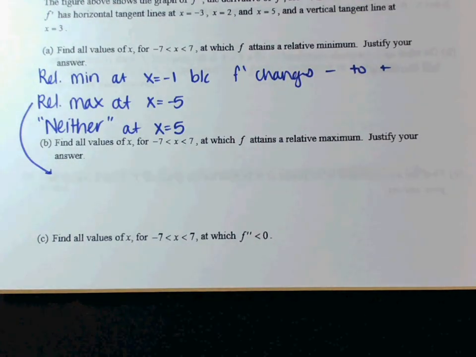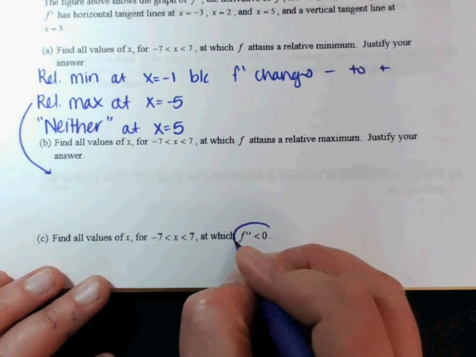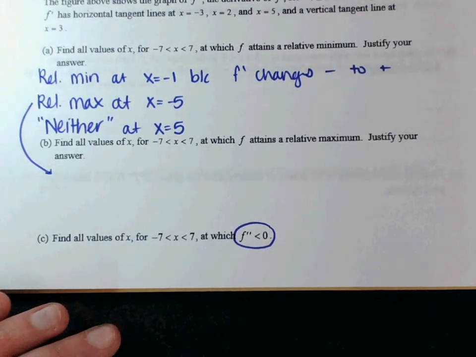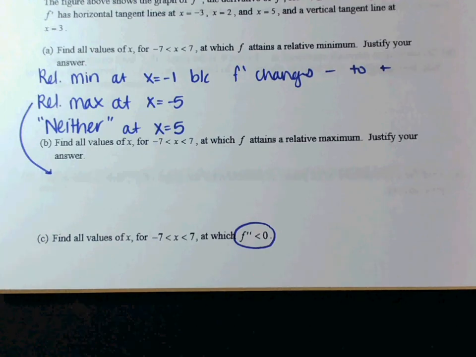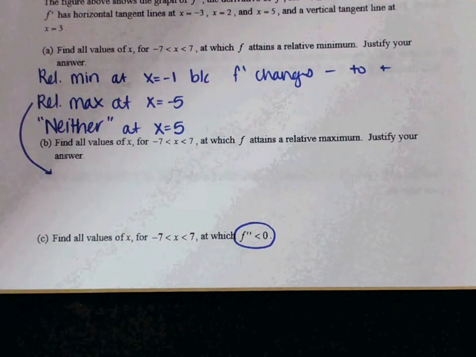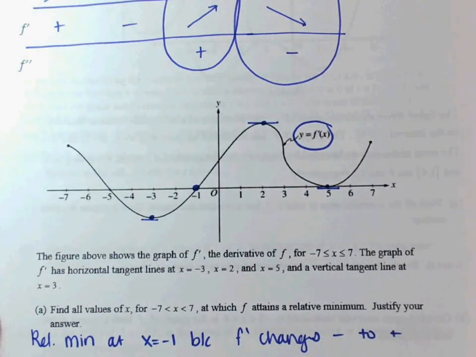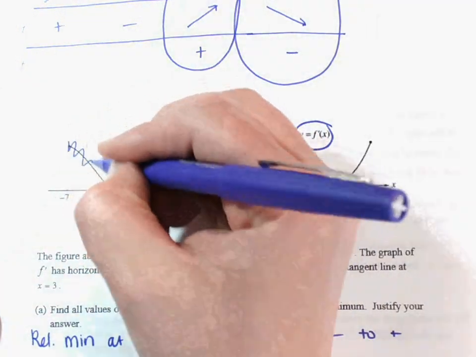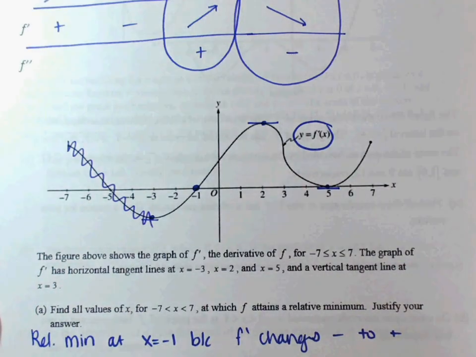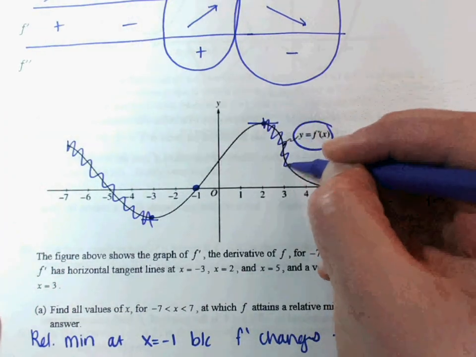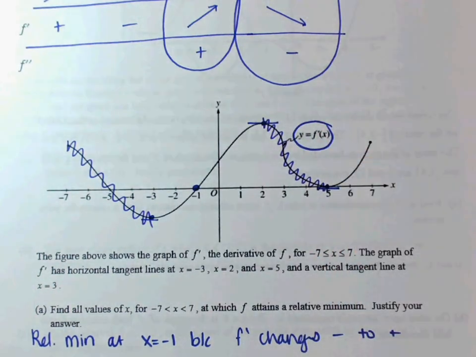So if I want F double prime to be less than 0, what am I looking for in the graph? The slope to be negative. If you put this, you're going to be wrong. Where's the slope negative? There's 2 spots. -7 to -3 and 2 to 5.